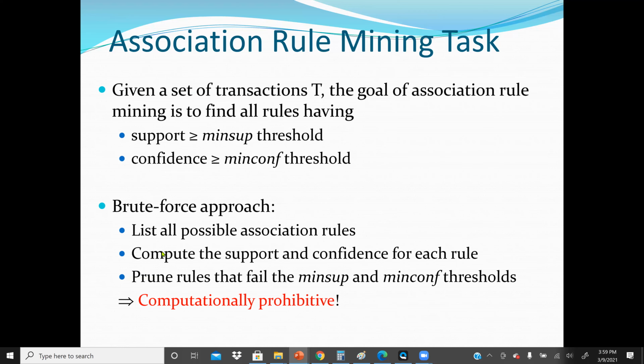So why do we say brute force is so expensive, computationally prohibitive? Because first we generate all the possible rules. Sometimes the rules are very many. Based on the number of items, the rules may increase exponentially. So if it's 3, 2 to the power 3, then 10, 2 to the power 10, so it increases exponentially. With brute force, we generate all the rules first before we remove all the rules that fail to meet the minimal support and minimal confidence thresholds.